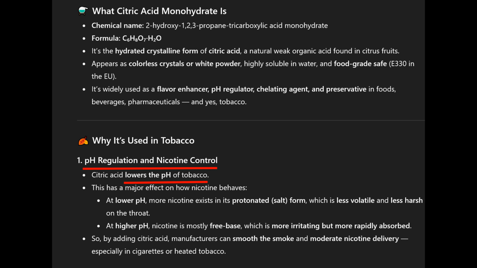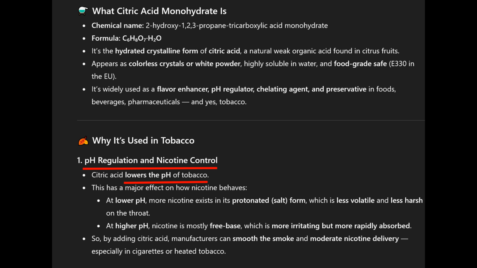This is another additive that I found on Mr. Janez's list on the tobacco blends that he found. And this citric acid monohydrate is used in tobacco for pH regulation and nicotine control because it lowers the pH of the tobacco.